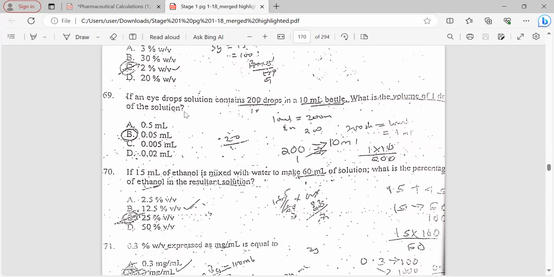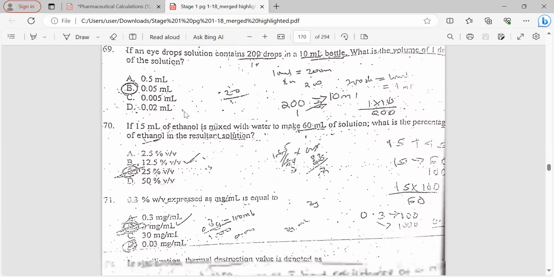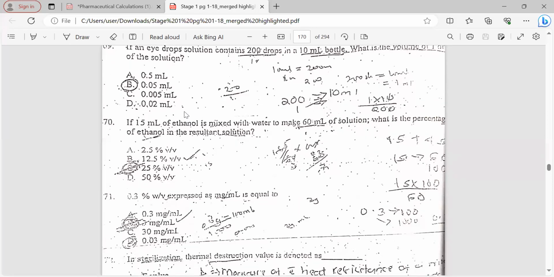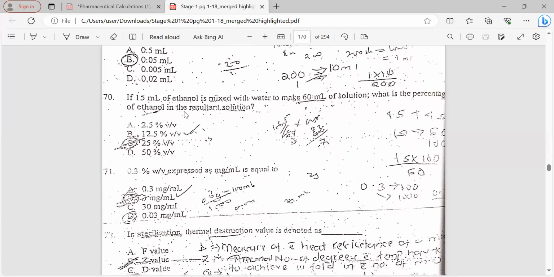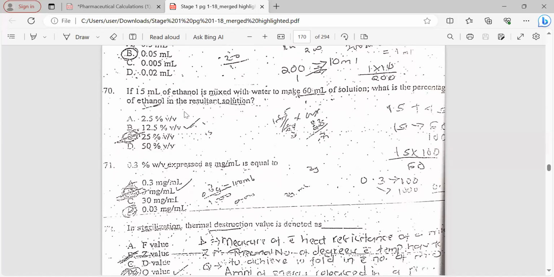Between the calculations to make 60 mLs of the solution, what is the percentage of ethanol in the resultant solution?